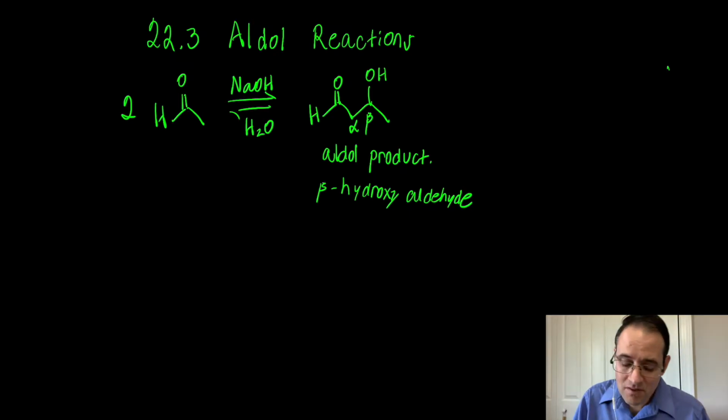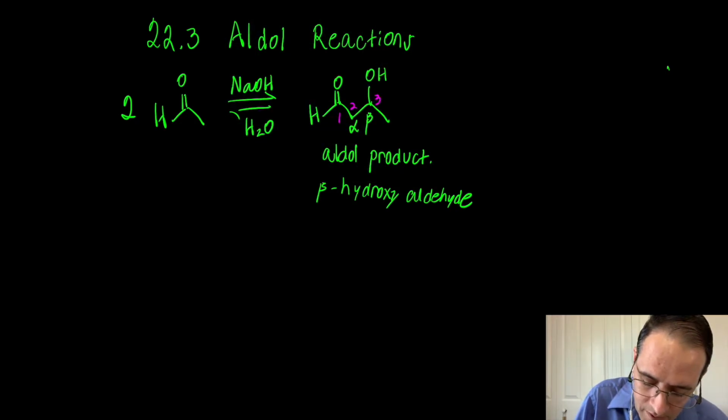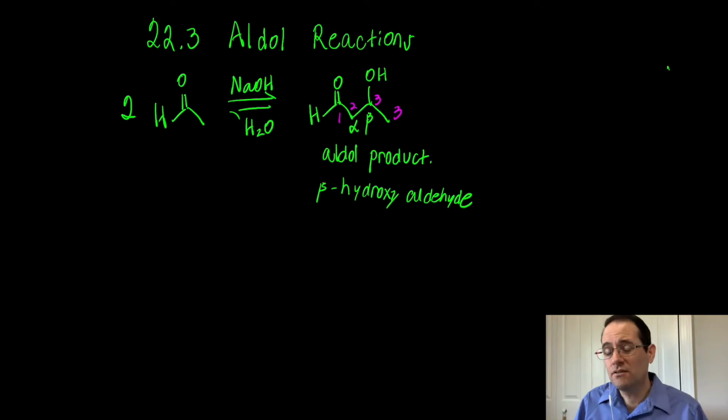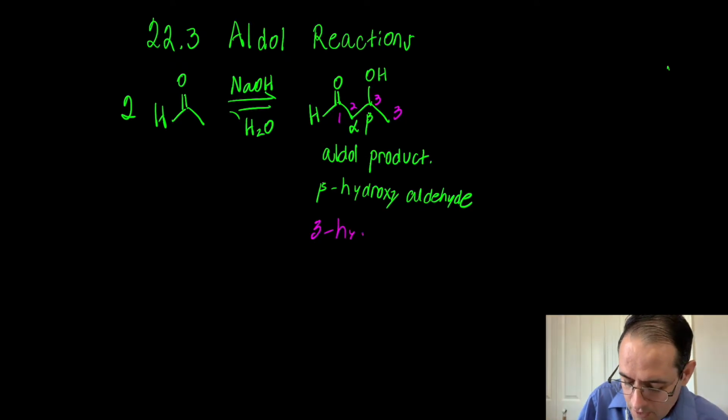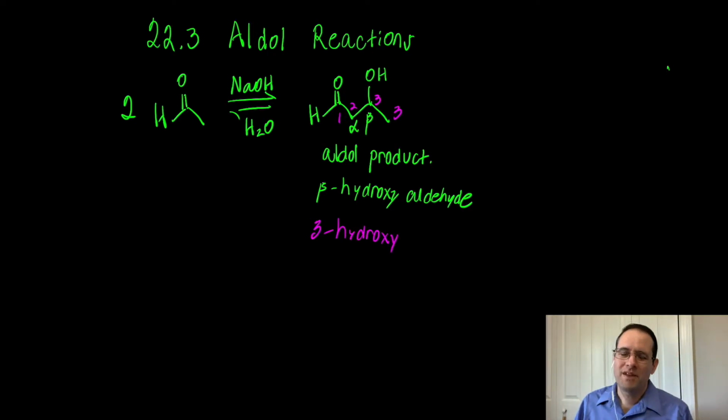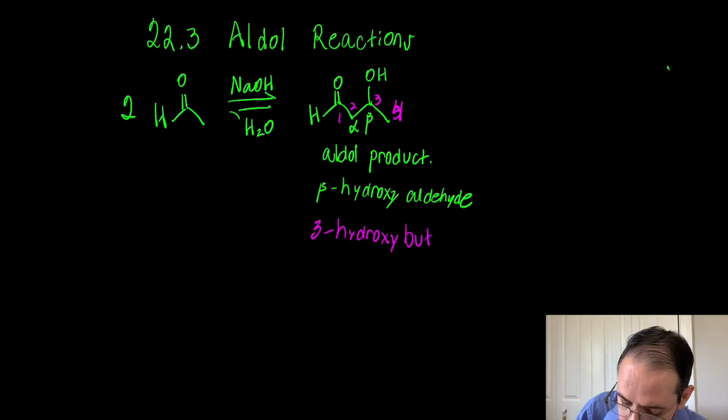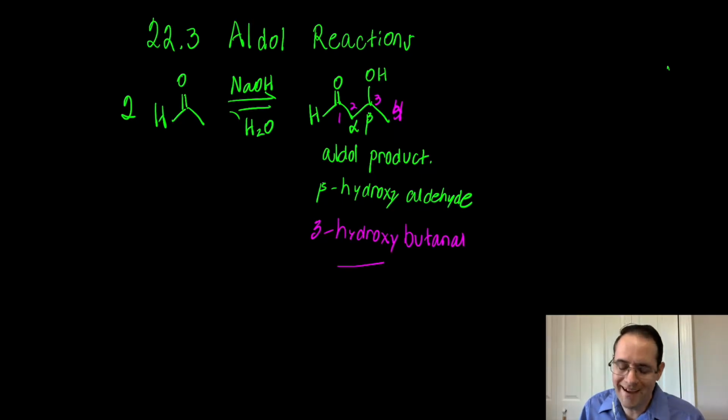If we wanted to name this, we could number the carbons, and we would have a hydroxyl group at carbon 3. 3-hydroxy. And, well, I miscounted, didn't I? 4 carbons is butanal. So it's 3-hydroxybutanal. So you've got the alcohol and you've got the aldehyde, so it's an aldol. It's an aldol product.